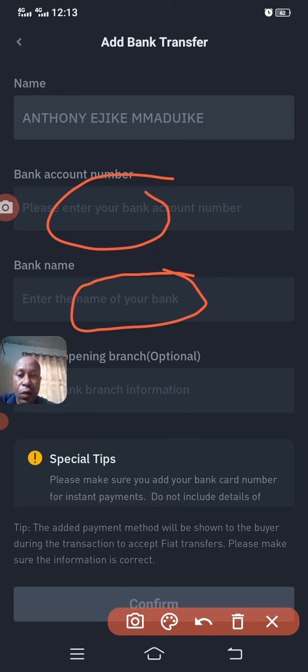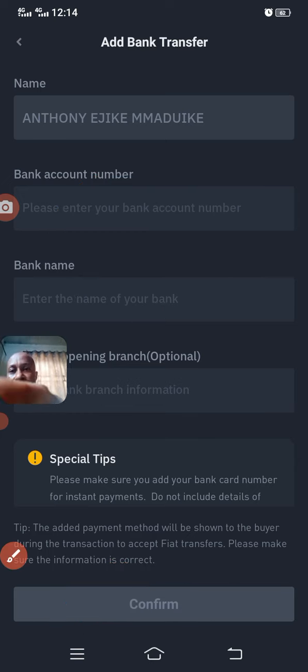So once I do that, I will now click on what? Confirm. Once I click on confirm, a code will be sent to me through my SMS. So once I key in that code, my bank account will be added in my Binance details. So I can now buy through P2P by means of this bank detail that I've added.